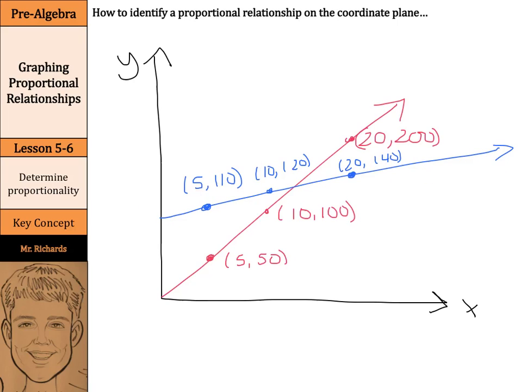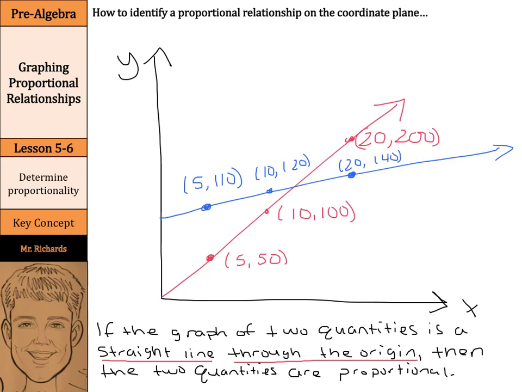So in summary, how do we identify a proportional relationship on the coordinate plane? If the graph of two quantities is a straight line through the origin, then the two quantities are proportional. So a straight line through the origin is what we're looking for.